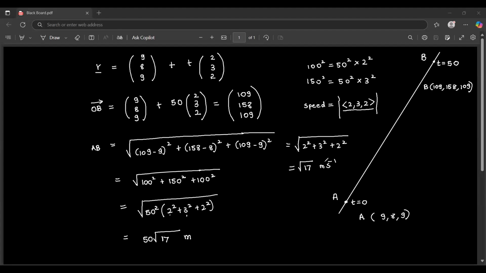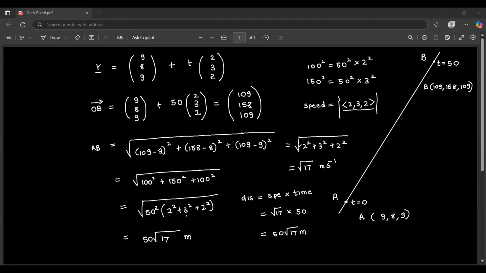They're asking for the displacement in 50 seconds. Distance is equal to displacement. You know speed is equal to distance over time, so distance is equal to speed into time. In this case, speed is root 17 and time is 50 seconds. So the final output will be 50 root 17 meters.